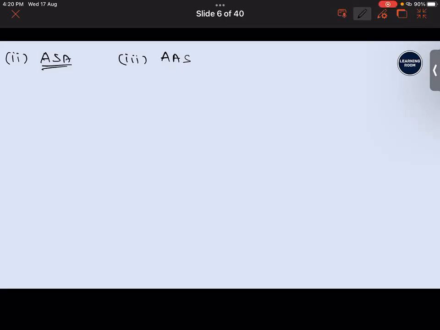Third one is SAS, fourth one is SSS. So SSS means all three sides should be equal. Fifth one.